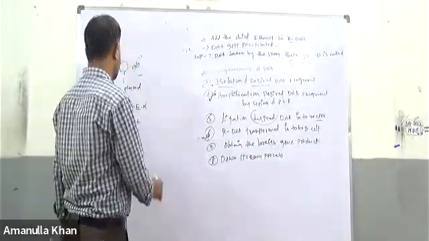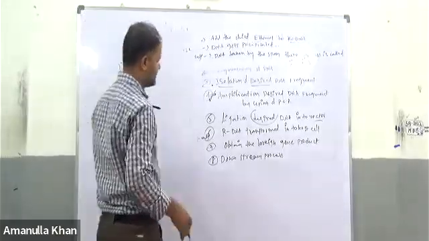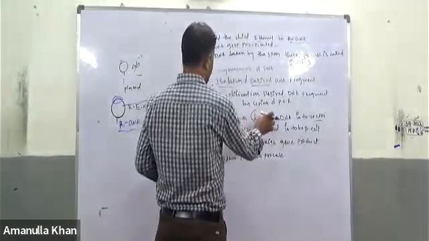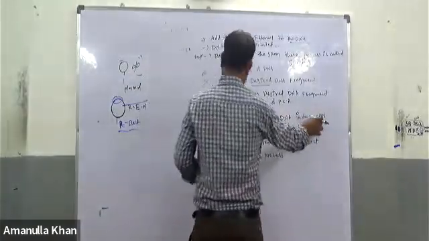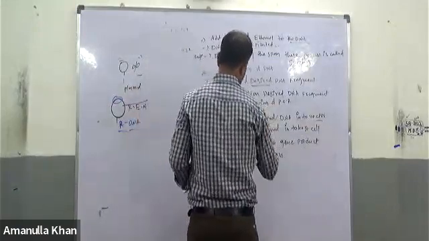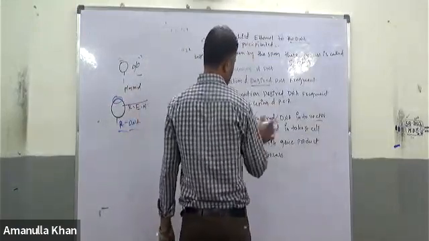Now this DNA is transferred. Ligation means nothing but joining. What are we joining? The desired DNA to the vector. This is the vector, and these are the desired DNA fragments. This is the ligation of the desired DNA fragment into the vector.